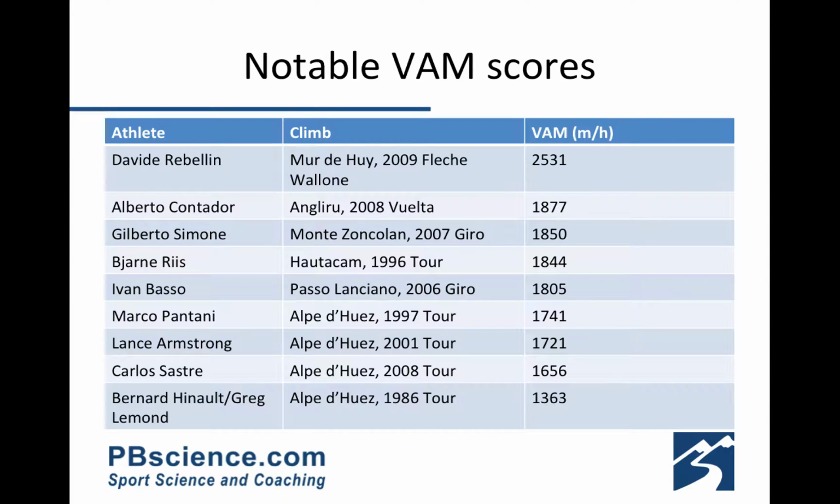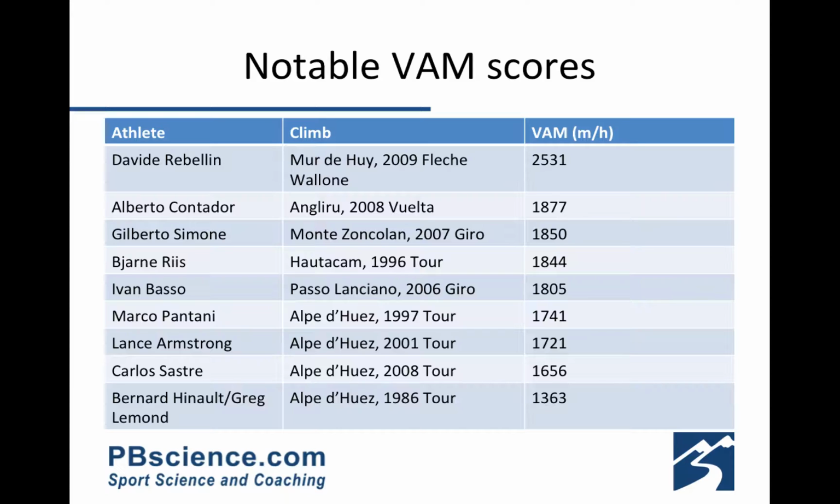What does that mean? The table here is some notable VAM scores. Notable, I guess, if you look down the list of athletes who've completed them, they've got some dubious past there, but that's a debate for another day. The reason they're notable is that these are the highest values, or some of the highest values that have been recorded. I'm only going to use this to illustrate a few points about VAM.